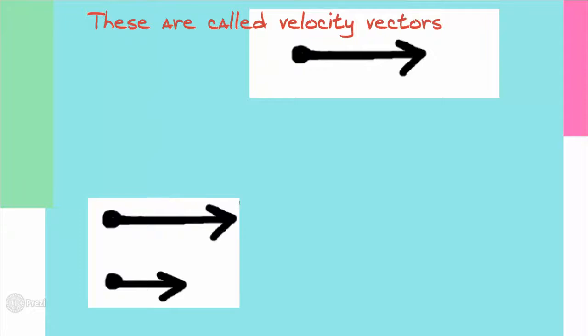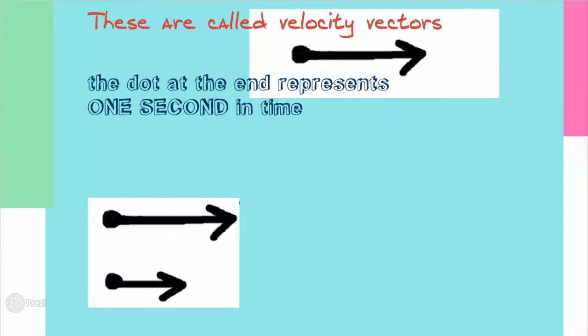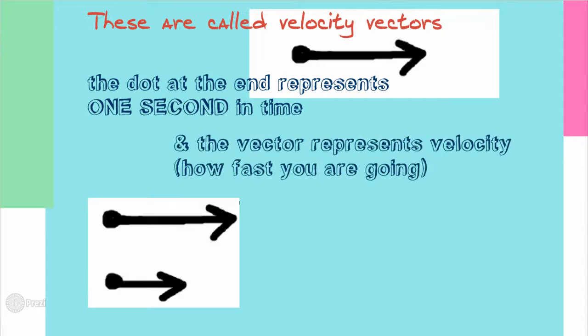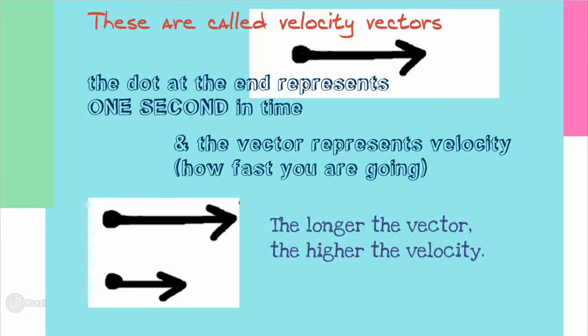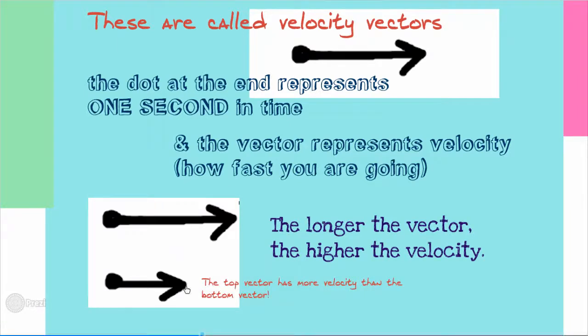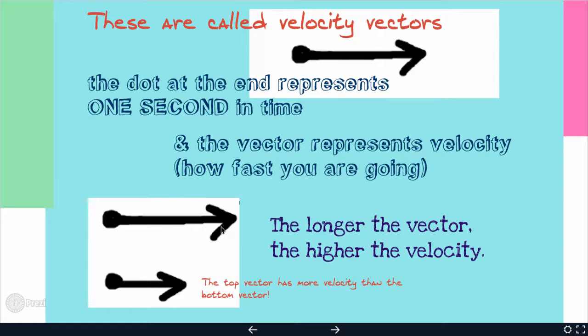These arrows are called velocity vectors. The dot at the end represents 1 second in time, and the vector represents velocity, or how fast you're going. The longer the vector, the higher the velocity. So in this case, the top vector would have more velocity than the bottom vector.